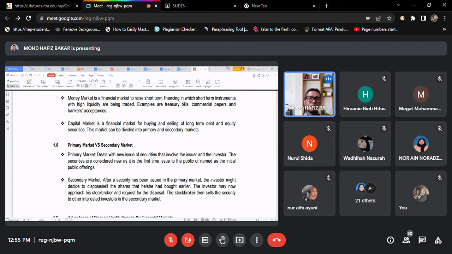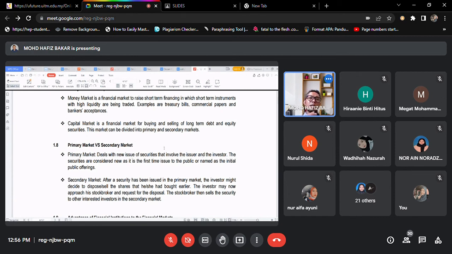And then when we say prime, it is something like exclusive. Okay, first time we heard. Okay, so same goes to the primary market. So it deals with a new issue of securities that involves the issuer and the investor.